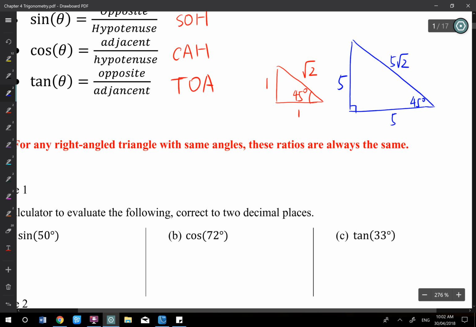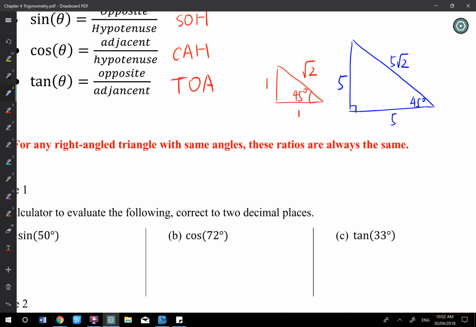Even though the second right angle triangle looks bigger than the other one, the ratios for sine 45, cosine 45, and tan 45 degrees will be the same. When you talk about sine 45, the first one will give you 1 over √2, and the second one will give you 5 over 5√2. But when you cancel the 5, you will have 1 over √2 as well. So the sine ratio will be the same, even though it's in a different right angle triangle.